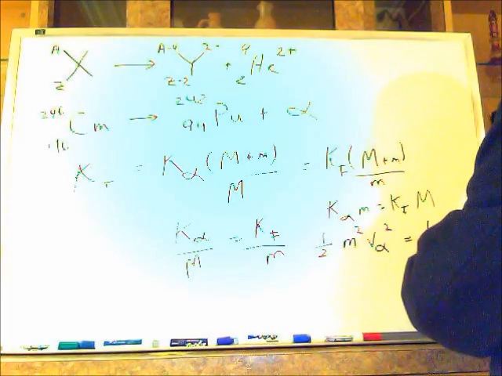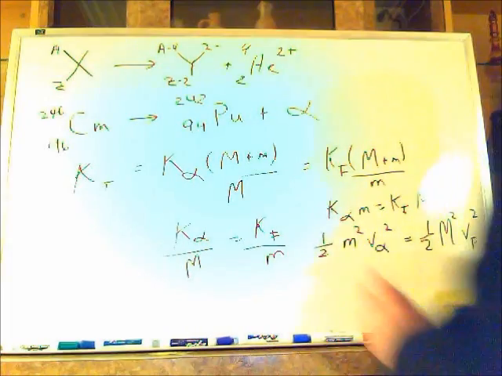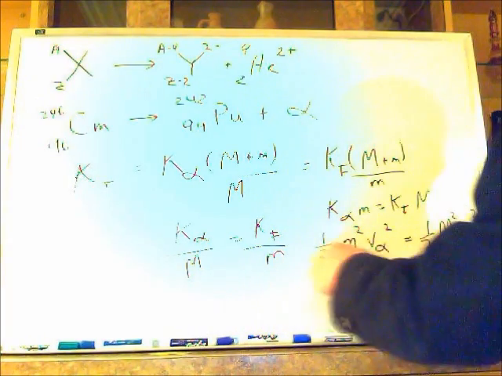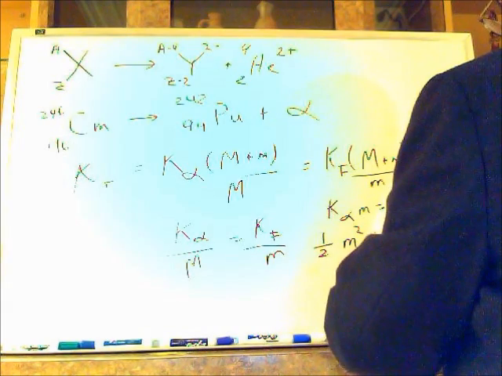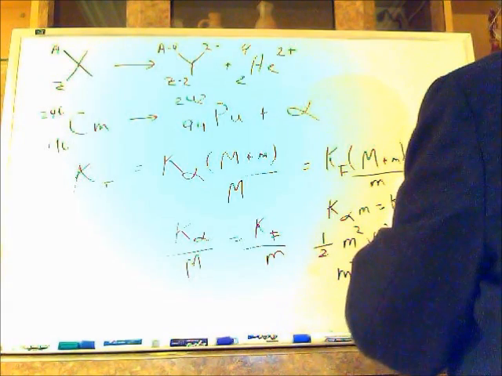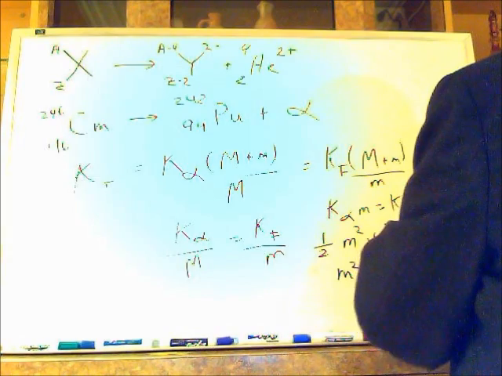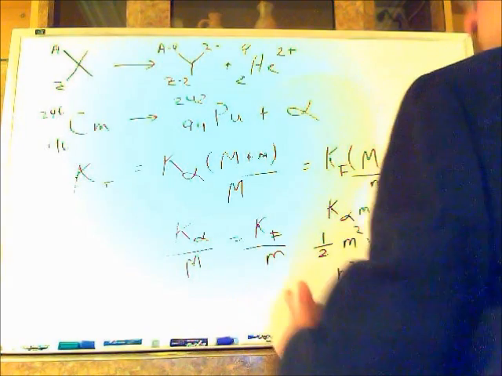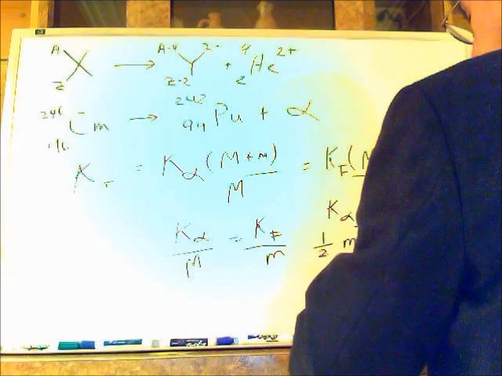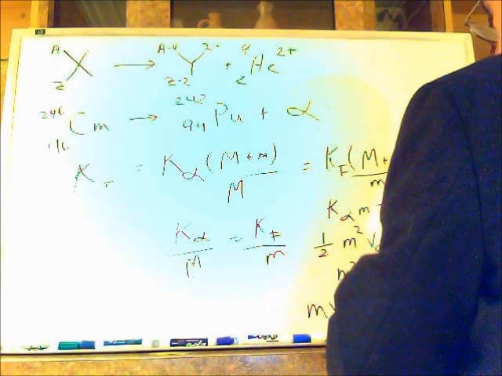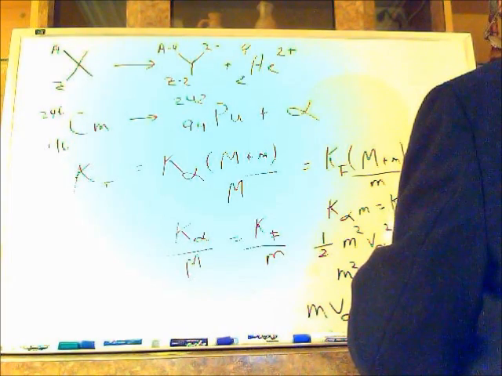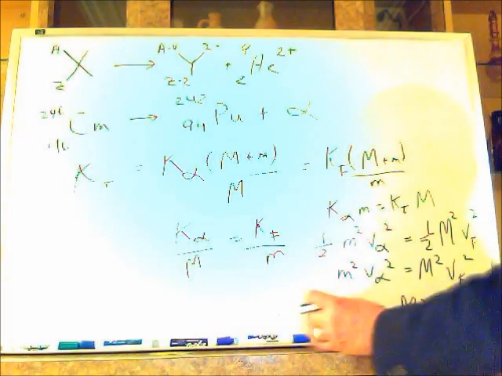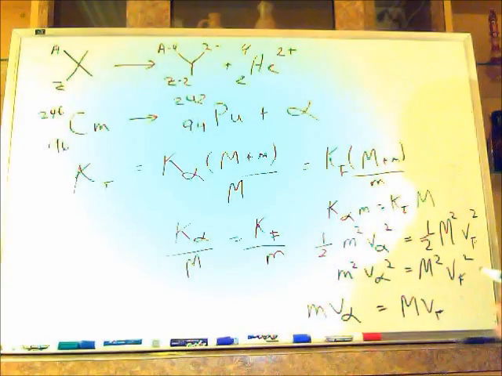v sub f squared. And we can then multiply everything by 2. So we've got m squared v sub alpha squared equals capital M squared v sub f squared. And taking the square root of both sides of the equation gives us m v alpha is equal to capital M v sub f. And that does show you this in terms of the classical momentum. So you can see that these things are equal.